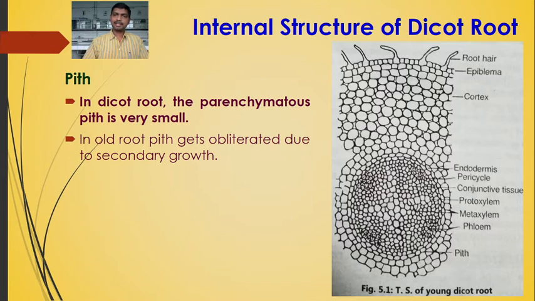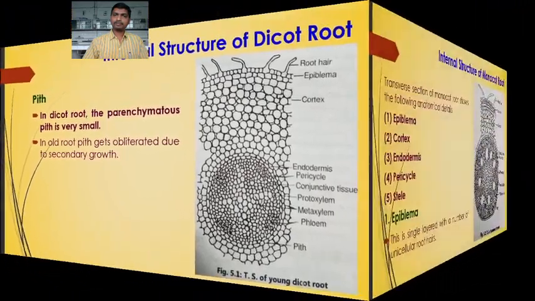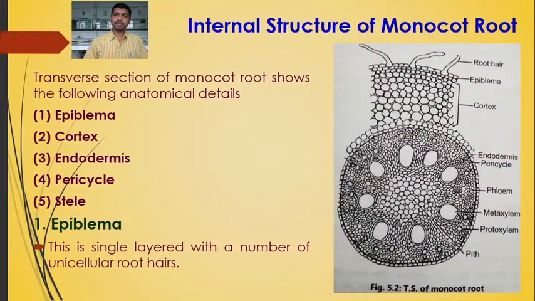Now in comparison to this, we are going to study the internal structure of the monocot root. The layers or regions from outside to the inner side are the same, that is epiblema, cortex, endodermis, pericycle. But the vascular bundles found in the dicot root and the monocot root are different. So this difference we are studying here.